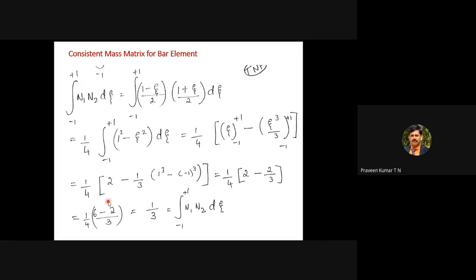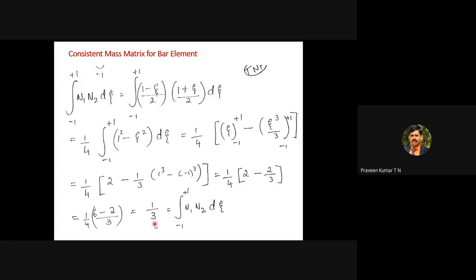Similarly, there is one more term, the integration of N1 N2 d xi from minus 1 to plus 1. The N1 value is known, (1 minus xi) divided by 2, and the N2 value is known, (1 plus xi) divided by 2. You multiply those two, expand the term, and apply the integration for each individual term. We end with the integration of N1 N2 d xi from minus 1 to plus 1 equal to 1 by 3.